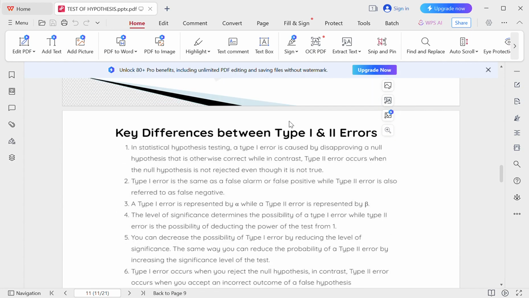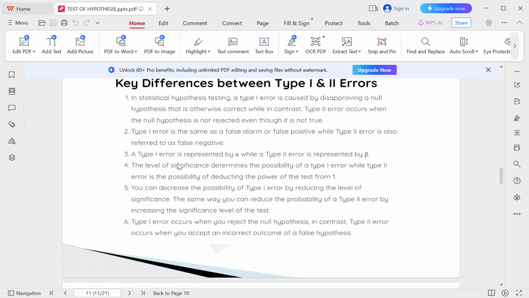Key difference between type 1 and type 2 error. In statistical hypothesis testing, type 1 error is caused by disapproving a null hypothesis that is otherwise correct, while in contrast, type 2 error occurs when the null hypothesis is not rejected, even though it is not true. Type 1 error is the same as a false alarm or false positive, while type 2 error is also referred to as false negative. Type 1 error is represented by alpha and type 2 error is represented by beta.